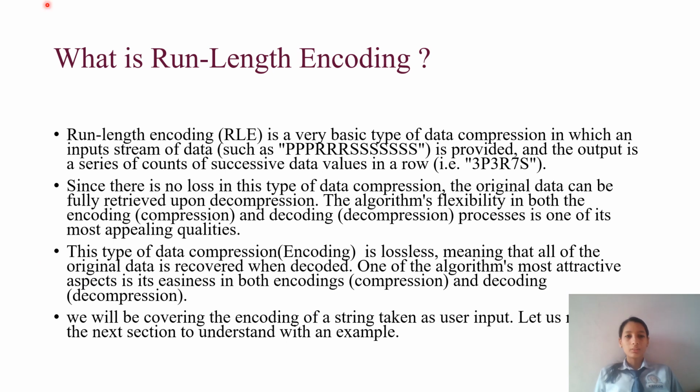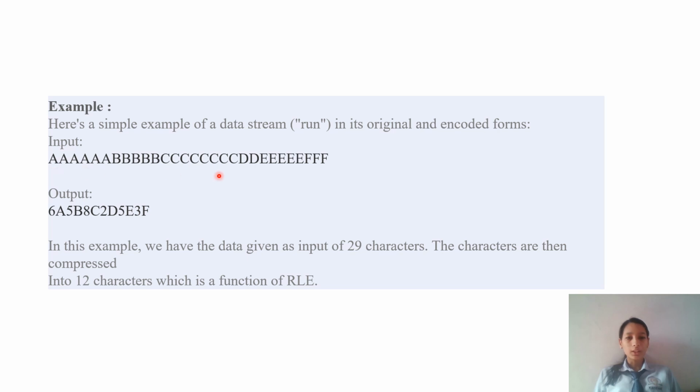Let's see an example of run length encoding. Here is an example of a data stream in its original and encoded form. In this example, we have given data input of 29 characters. The characters are then compressed into 12 characters, which is the function of run length encoding.